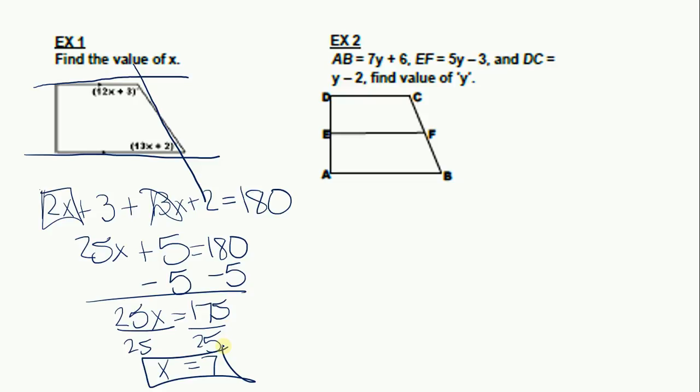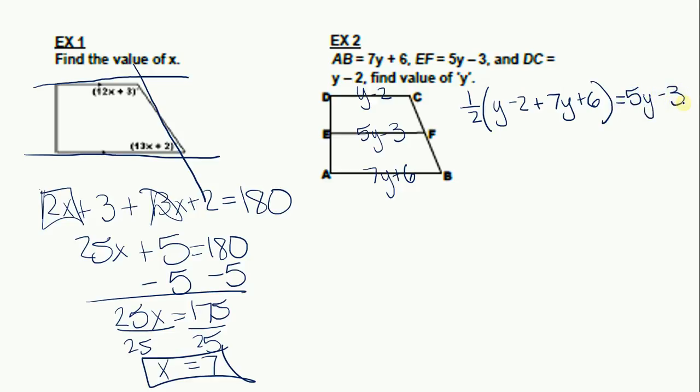Example 2. I know AB is 7y plus 6, EF is 5y minus 3, and DC is y minus 2. Find the value of y. Ooh, that's kind of gross. Well, I know that these two, the outside bases, divided by 2 or multiplied by a half equals EF. So let's actually write that out. 1/2 of my two bases added together equals the median.